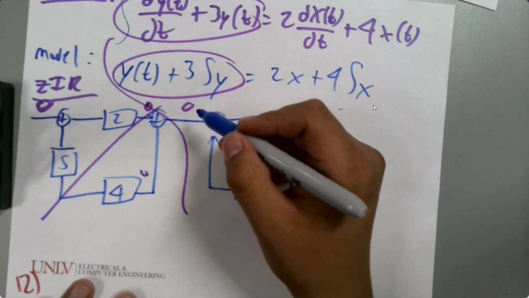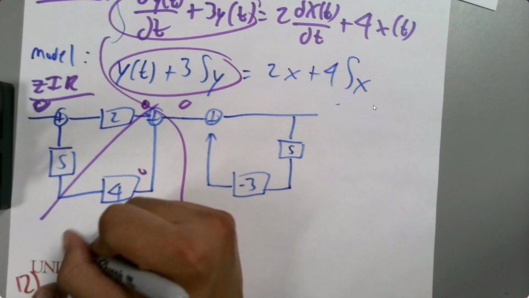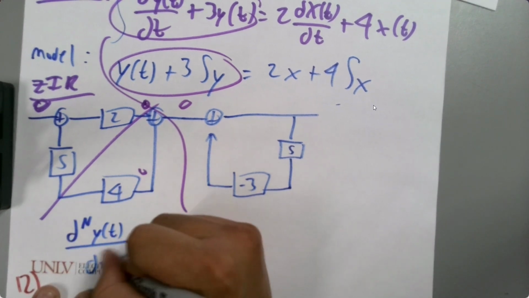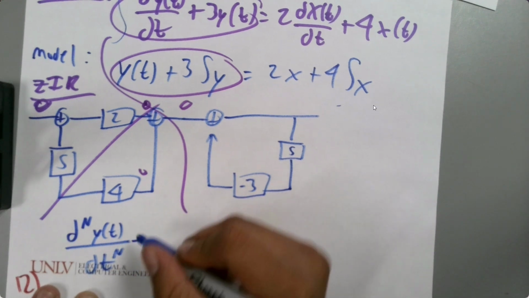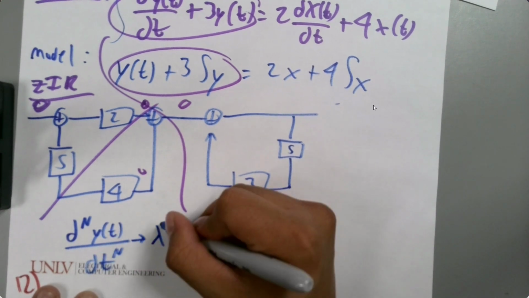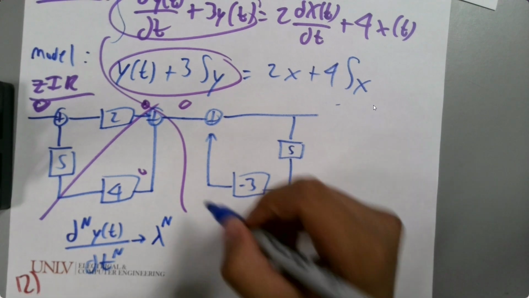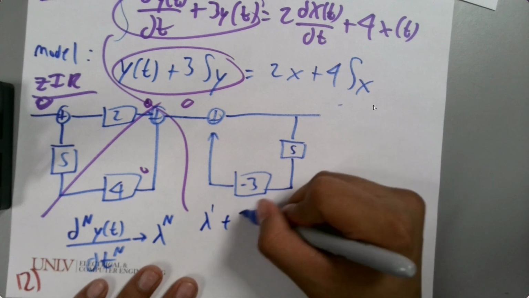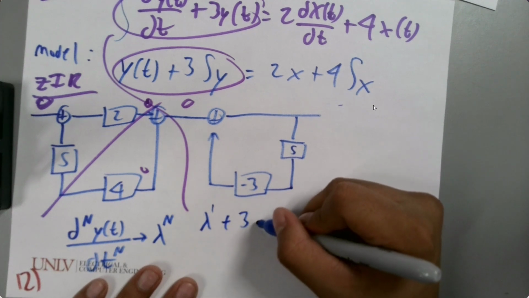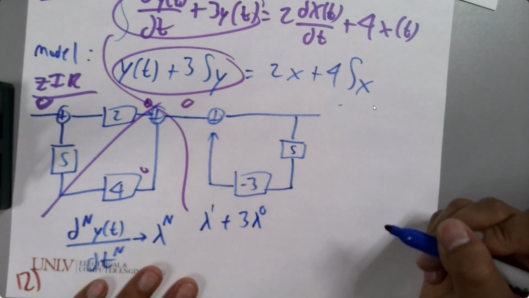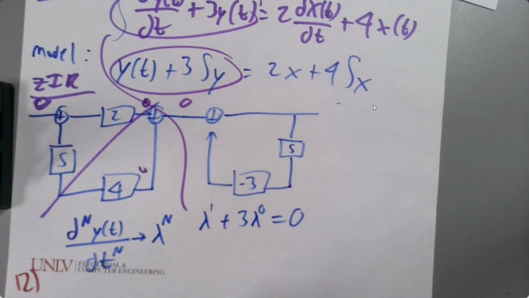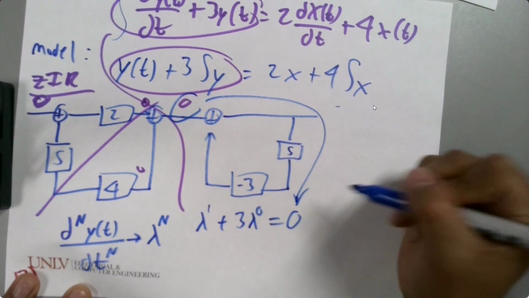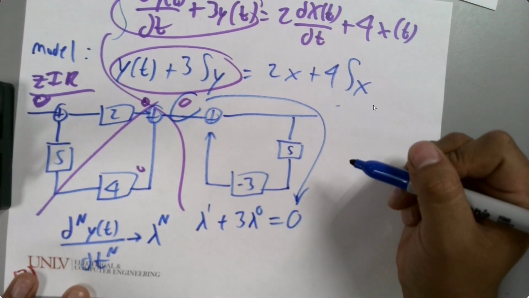Okay? So the trick that we're going to apply right now is, every time you see d to the n y divided by d t to the n, replace all these derivatives with lambda to the n. To get the following: lambda to the 1 plus 3 lambda to the 0 is equal to 0. Because we have no feed forwards. It's just nothing. There's 0. This comes from here. Okay? This is how you're going to do it on the exam.